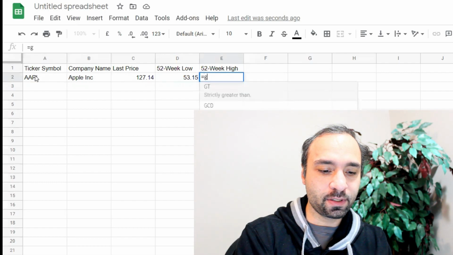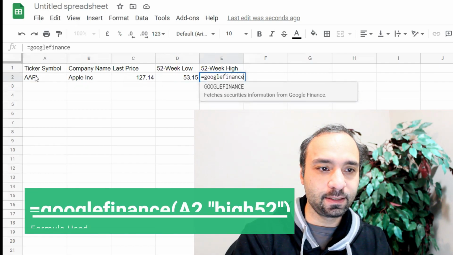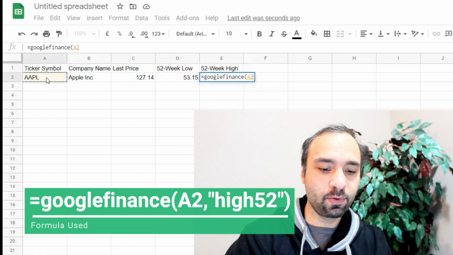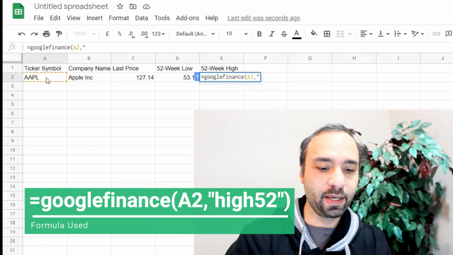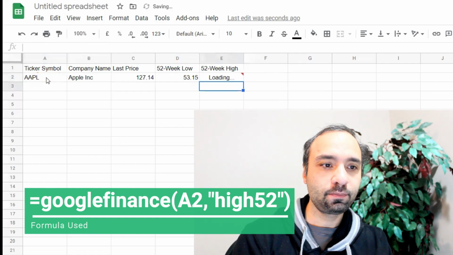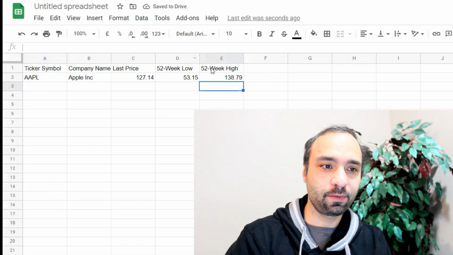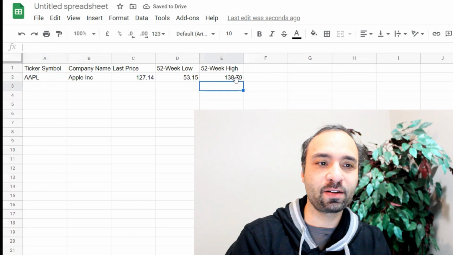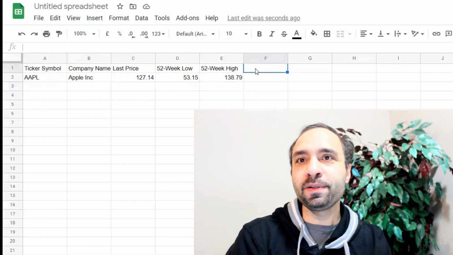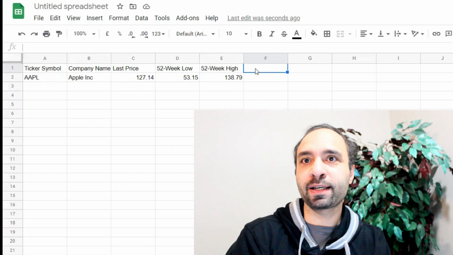Similar story, we're just going to type in Google Finance, parenthesis open, select the ticker symbol, comma, quotation mark open, high52, quotation mark close, parenthesis close. Boom. The highest price in the past 52 weeks has been $138.79. Amazing. Okay, and one more piece of automatic information, and from there we're going to get into some calculation.